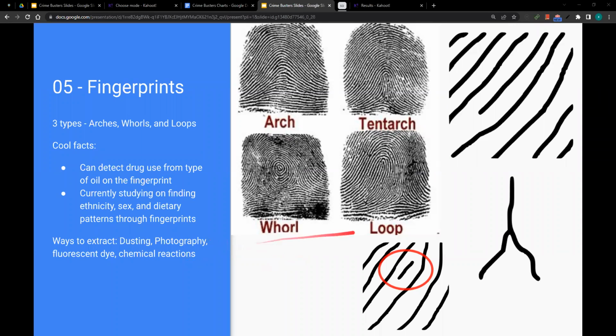After you extract the fingerprint, there are ways to differentiate fingerprints other than the three main types. These are deltas, where the lines form a little triangle; short lines in between two parallel lines; and places where lines just stop. Those are ways that you can differentiate between two similar fingerprints.